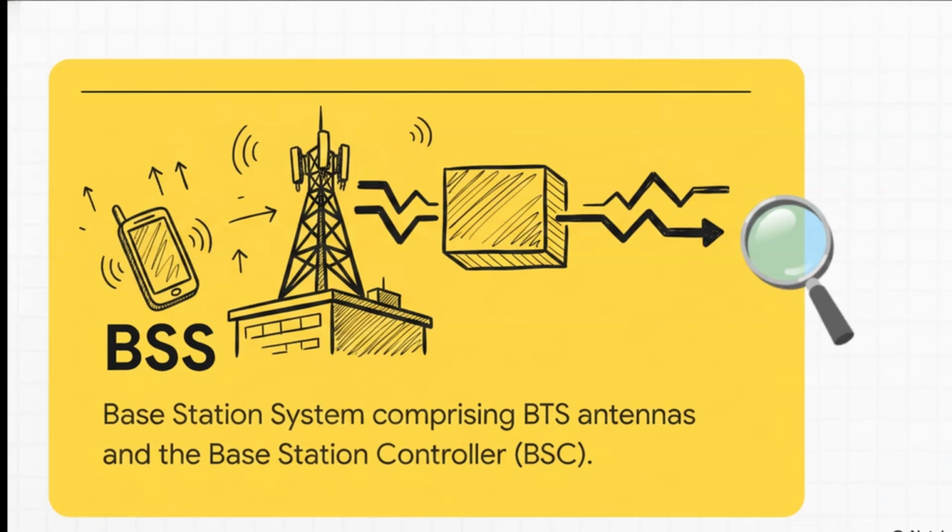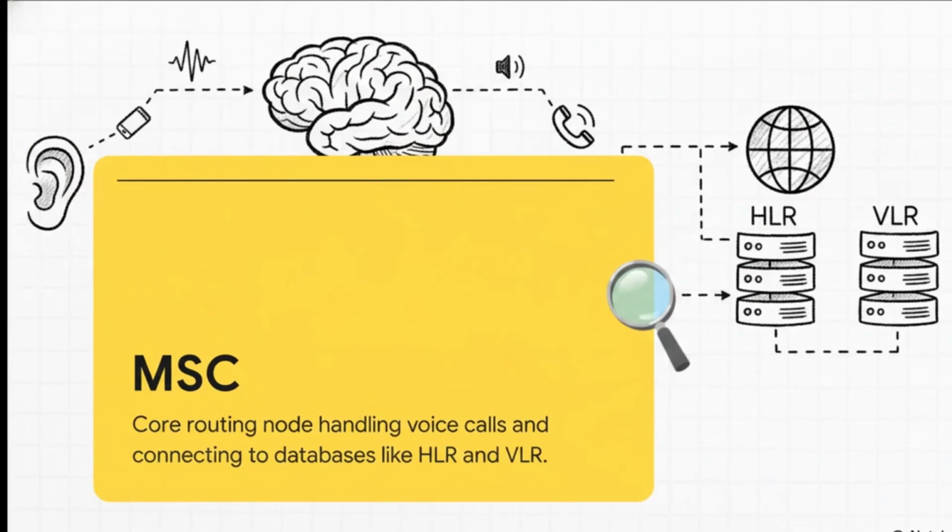Think of the BSC as a local manager. It controls multiple cell towers, manages the radio links, and makes sure signals are crystal clear before passing them any deeper into the network. Deeper in, behind the towers and controllers, sits the Mobile Switching Center, the MSC.